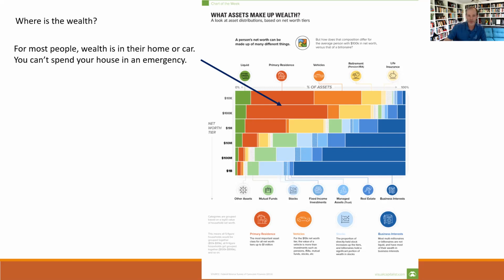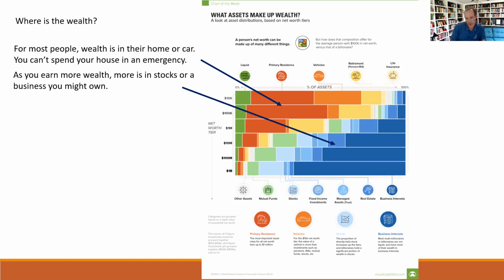So for people on the lower end of the wealth spectrum, their wealth is in a different place than the wealthy. As you have more wealth, you get more income in stocks or businesses. Now, stocks aren't liquid, but you can sell them if you have to. It depends if it's in a retirement account, which gets a little complicated, although that's a different category. Businesses are harder to sell, right?